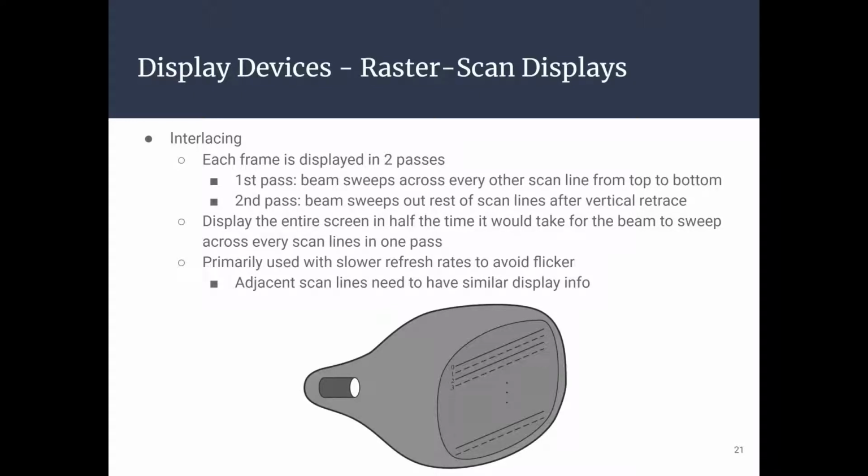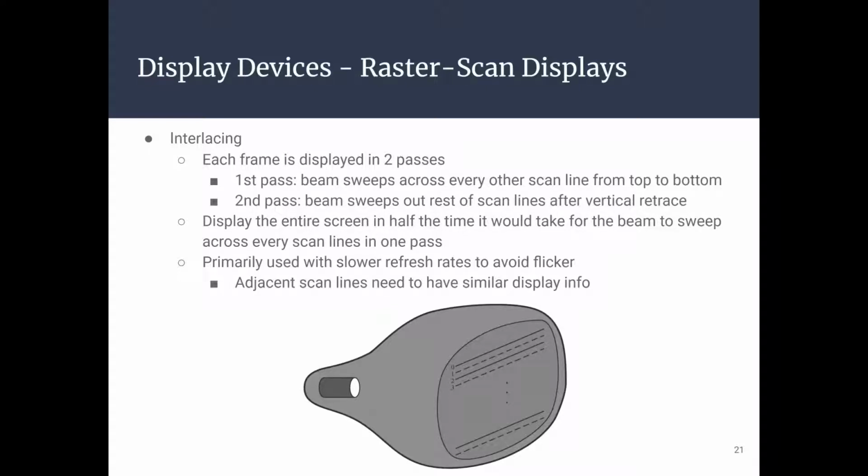So for example, if on the first pass it goes through all the even number scan lines, then on the second pass it will go through all the odd number scan lines. And what happens when it does this is that it ends up displaying the entire screen in half the time it would take for the beam to sweep across every single line in one pass.